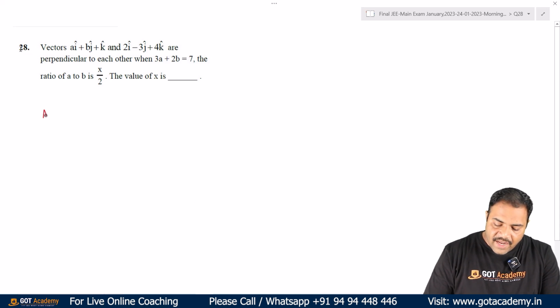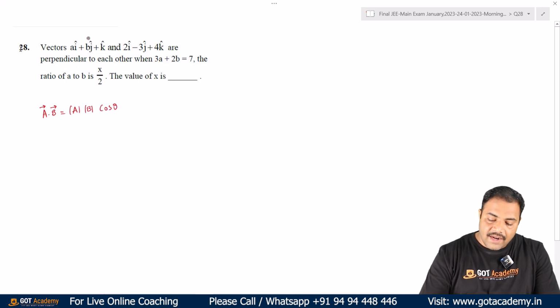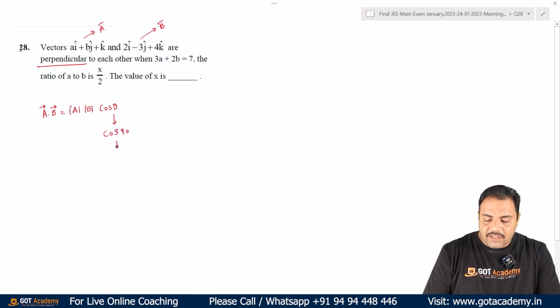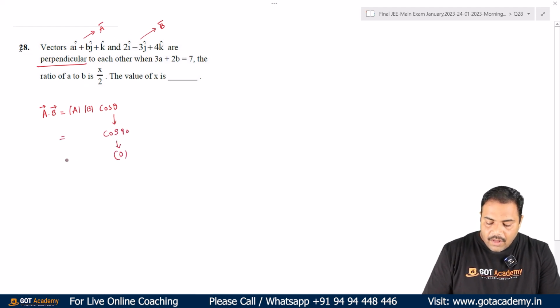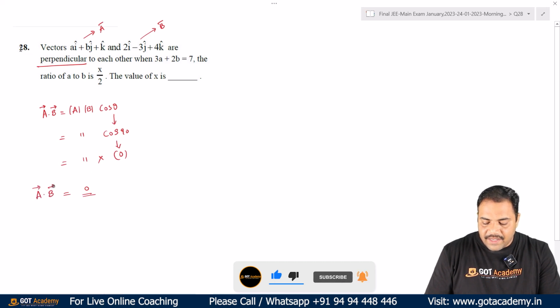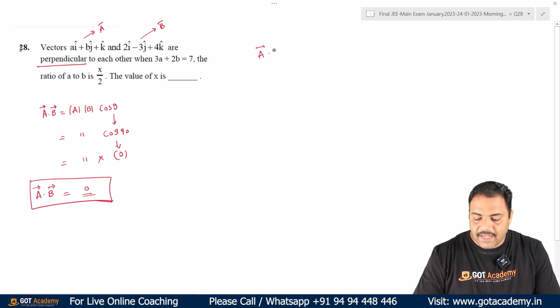So in the dot product, if I take the dot product of any two vectors, A dot B, we have studied that it is mod A, mod B, cos theta. This is the way we have studied. Here let us assume that this is vector A and this is vector B. Since they are perpendicular to each other, the angle here is 90, so it is cos 90, which means 0. So this times 0 is nothing but 0. So with this I got A dot B equal to 0.